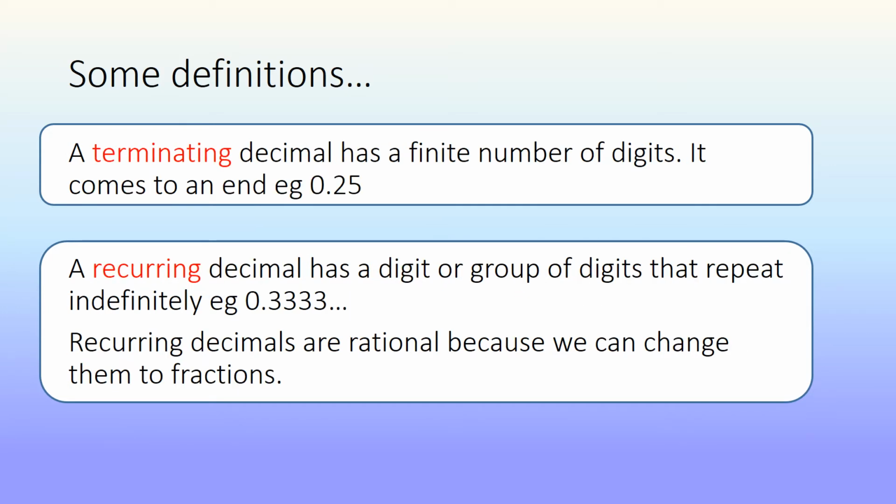Some more definitions. A terminating decimal has a finite number of digits. Basically, it does what it says on the tin. It terminates, it finishes. For example, 0.25. A recurring decimal has a digit or group of digits that repeat forever, indefinitely. For example, 0.3333 goes on forever. Recurring decimals are rational because we can change them into fractions. So 0.33333 recurring can also be written as a third.